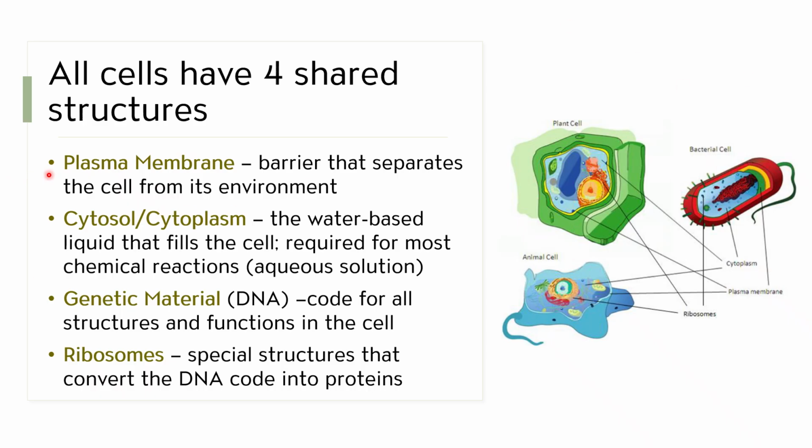So the first one is the plasma membrane. Your cells are made up of a water-based solution. So how can you tell your water-based solution from the water-based solution next to you? You can't, unless you have a plasma membrane, a barrier that's going to separate you from everything else in the world. Then we have the cytosol or the cytoplasm.